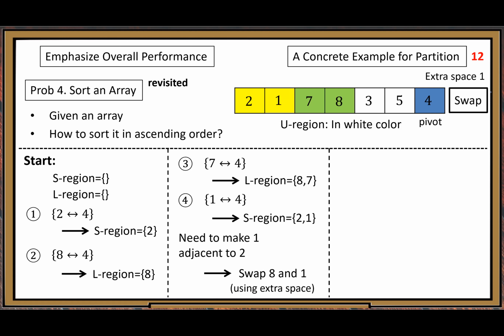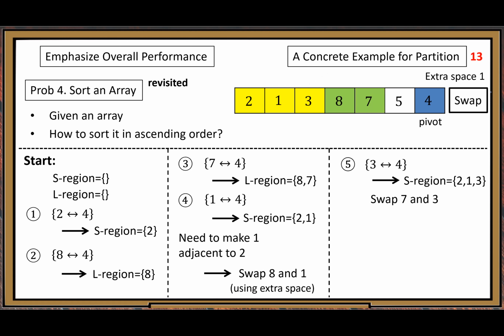That's the nice arrangement we like to have. Then we can process the next element in the U region. Step 5, compare 3 and 4. It should be in S region, and with another swap operation, we fix that separation problem. The last element, number 5, goes in L region. Then you can see the U region is gone.